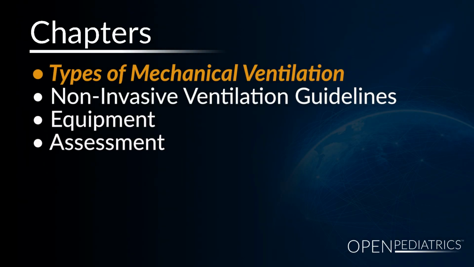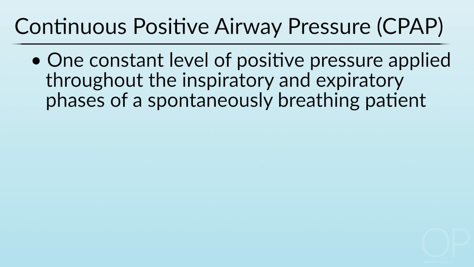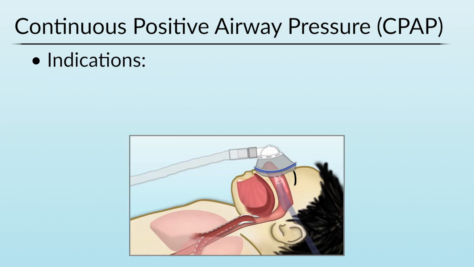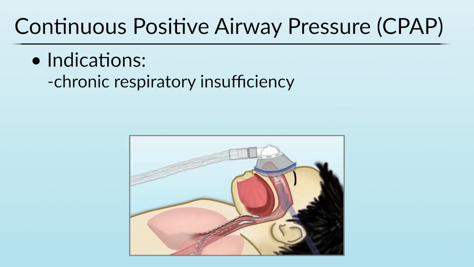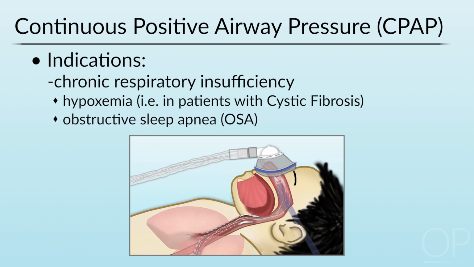Types of mechanical ventilation. So what is CPAP? CPAP is continuous positive airway pressure. It is one constant level of positive pressure applied throughout the inspiratory and expiratory phase of a spontaneously breathing patient. The indication for CPAP is chronic respiratory insufficiency and is often associated with the following conditions. Hypoxemia, for example, cystic fibrosis patients, or treatment for obstructive sleep apnea, or OSA.